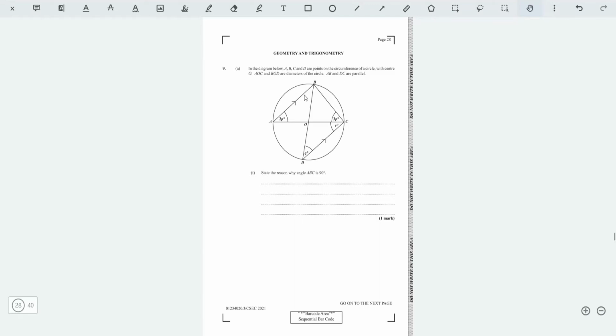So clearly, if this is a diameter, we know the angle subtended by the diameter is 90. Just to put that right there so you can find P, this angle is going to be 90. We also know this angle will also be 90, because these two sides are parallel, and co-interior angles sum to 180.